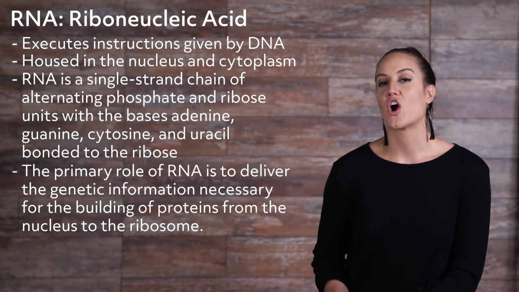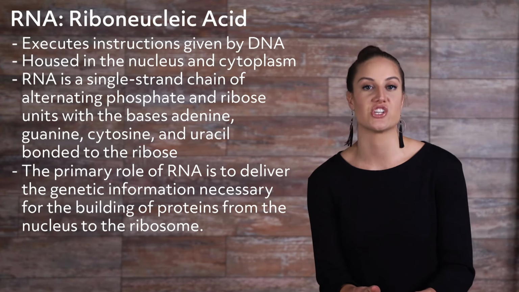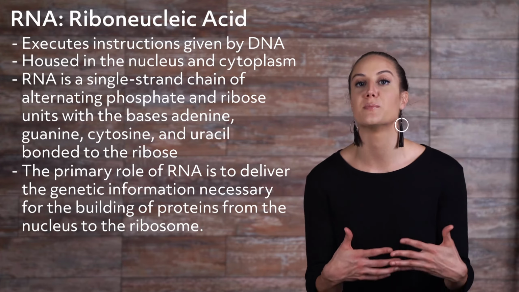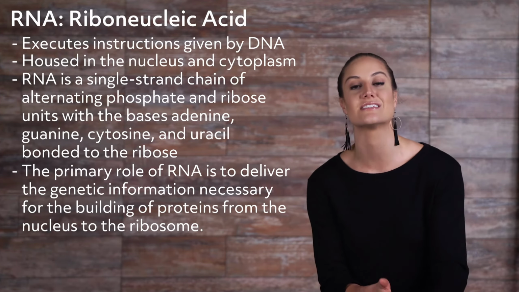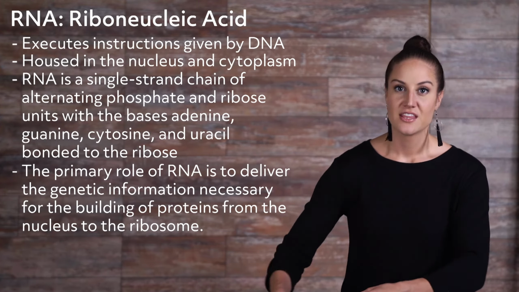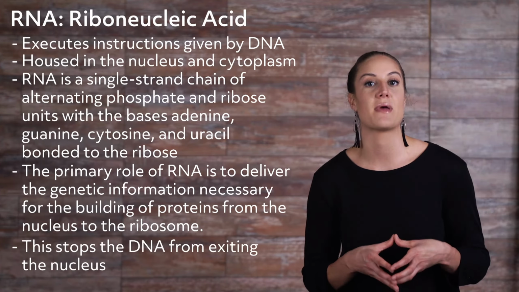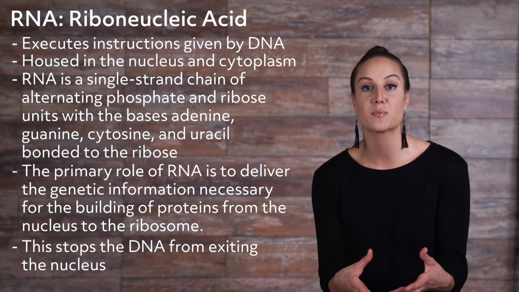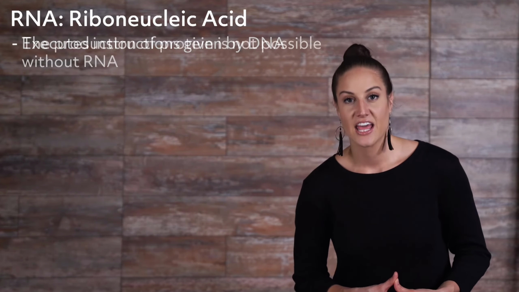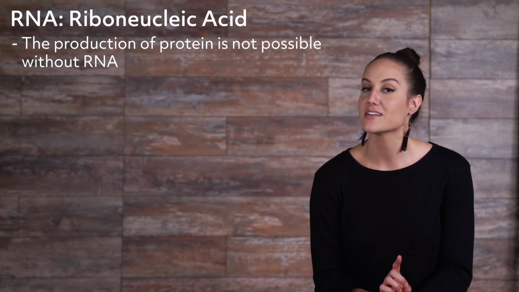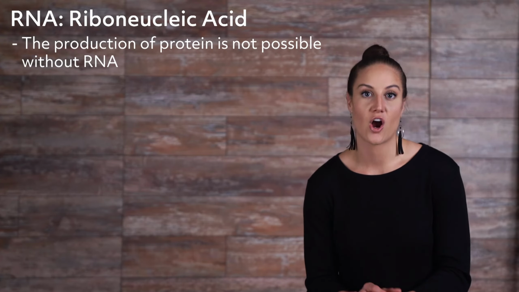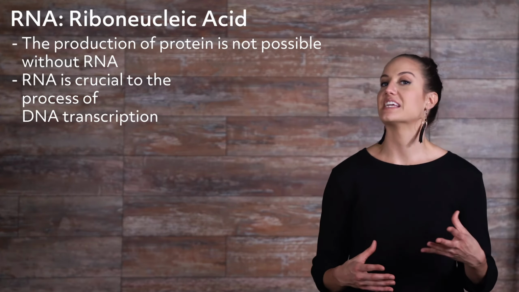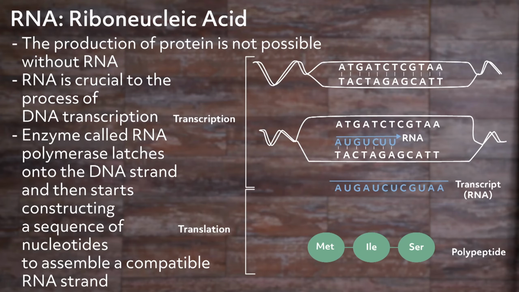The primary role of RNA is to deliver the genetic information, or code, necessary for the building of proteins from the nucleus to the ribosome. This procedure stops the DNA from exiting the nucleus for the purpose of protecting the DNA. The production of protein is not possible without RNA. RNA is also crucial to the process of DNA transcription. An enzyme called RNA polymerase latches onto the DNA strand, then starts constructing a sequence of nucleotides to assemble a compatible RNA strand.